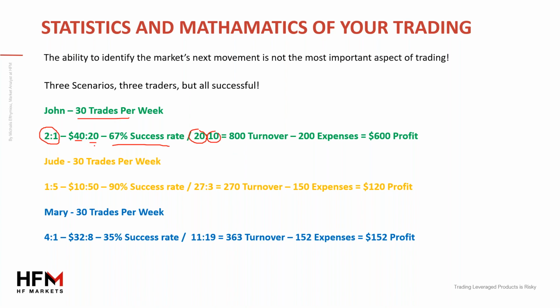So based on 40 and 20, he has basically a turnover of 800. So if we do 40 times 20 is 800. If we do 20 times 10, the expense is 200. So losing trades are 200. So his profit is 600, ladies and gentlemen. All right.